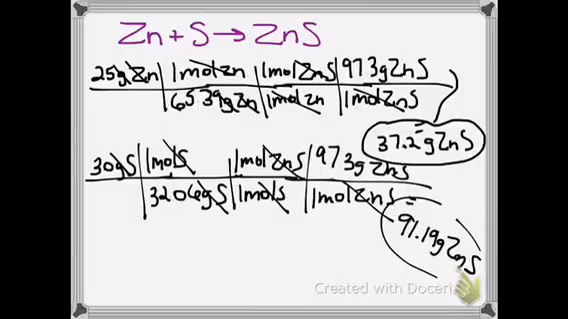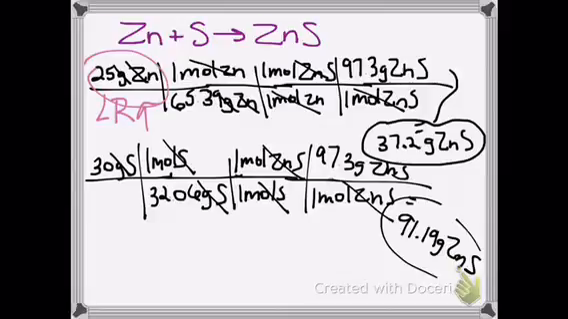The first question they want us to find out is which chemical is the limiting reactant. After finding our two answers, we see that 37.2 grams of ZnS is clearly a smaller number than 91.19 grams of ZnS. From there, we realize that the limiting reactant is 25 grams of Zn. So you write LR to show that that is the limiting reactant, because that product is a smaller number than the one from 30 grams of S.